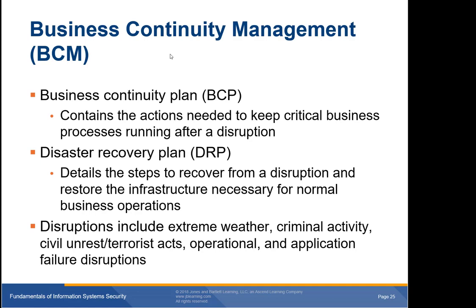Criminal activity. This might include the theft of credit card numbers or other customer data. Civil unrest or terrorist acts. One example is the wave of violent protests in Missouri in 2014, and all the things that are happening in 2020 and 21. Operational. An example is the electrical blackout in northern India in 2012, which affected nearly 9% of the world's population. And application failure. Two examples are Amazon's EC2 Cloud Services crash in 2011 and Microsoft Cloud Services crash in 2014.